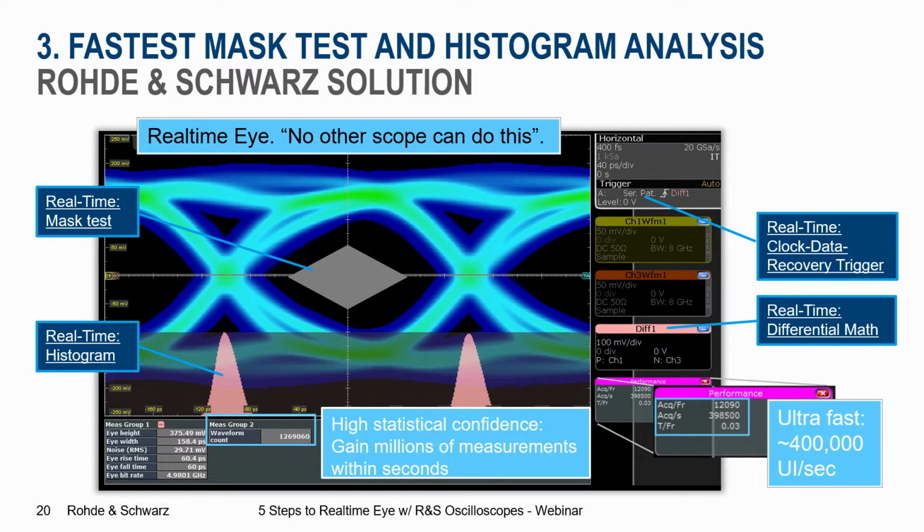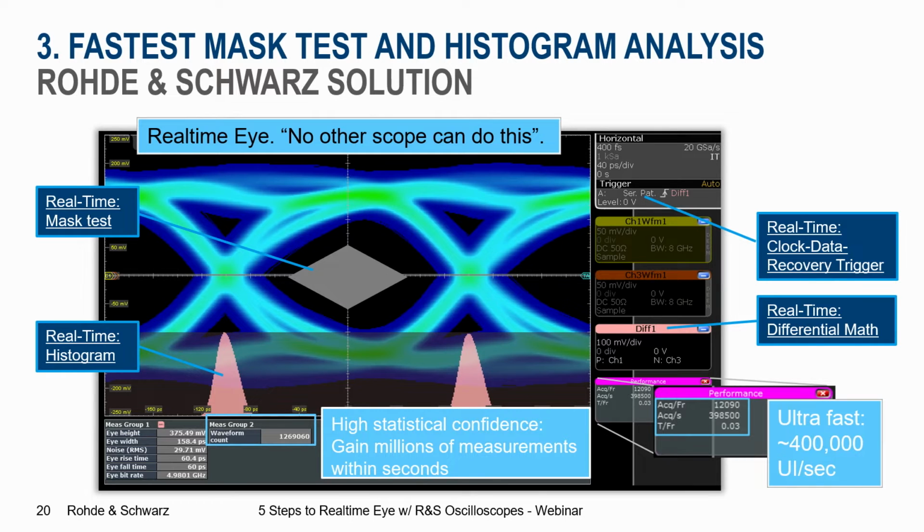The ROHDE and SCHWARZ result you can see here in this next slide. You see an example of an acquisition with more than 1 million waveforms acquired in a very short time. This is due to the hardware architecture of the instrument. We use a lot of hardware components in order to do a fast acquisition and fast processing, and with this, we achieve a really high acquisition rate. The analysis components are also built into hardware. The histogram and the mask test are supported by a dedicated ASIC, and with this, we can do a very fast analysis.